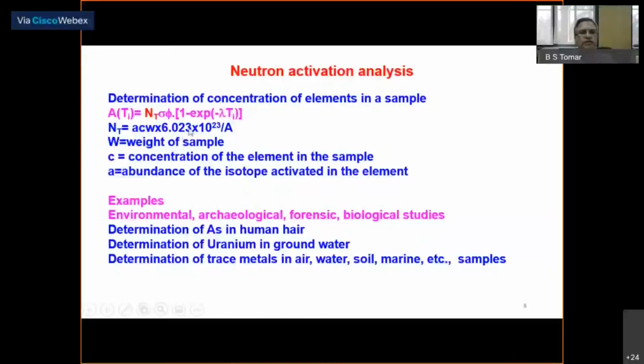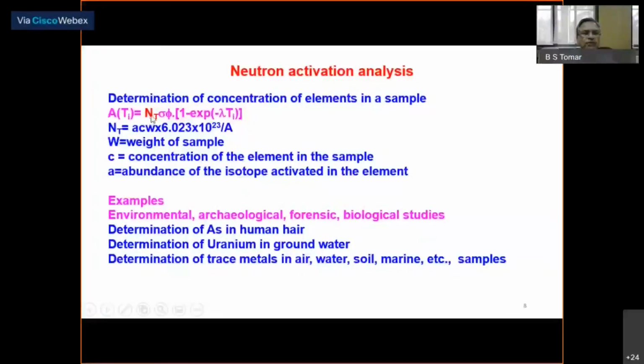Using the activation equation. That means we irradiate a target in the reactor, then you get the activity by the N-gamma reaction. And if you measure the activity of the products which are radioactive, then that activity at the end of irradiation can be given in terms of N sigma phi times (1 minus e raised to minus lambda Ti), where N is the number of target atoms in the sample, sigma is the cross section for that reaction, and phi is the flux of neutrons, and this is the saturation factor. Lambda is the decay constant of the radioisotope, and Ti is the time of irradiation.